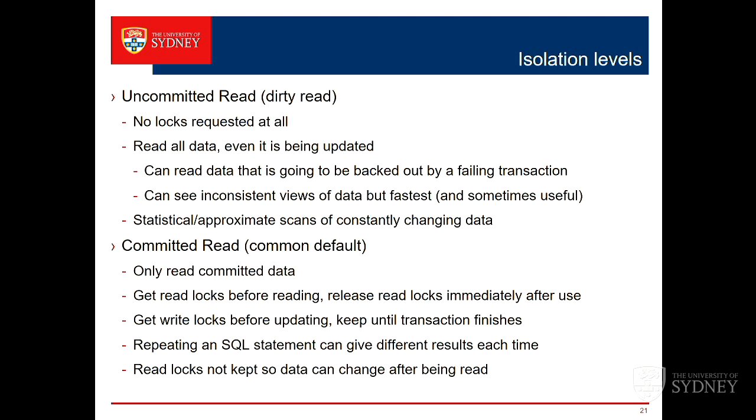Uncommitted read, which says there is none. You can read anything. Someone updates something, hey, you can read it. Commit, doesn't matter. You can read any data, any state. No locks requested, no locks granted, really easy. You can read data that's about to be backed out by a failing transaction. If you read it again, it wouldn't be there because it's been backed out. You can see there's no consistency rules. Your view of that system has no consistency rules because you're seeing stuff that's in flight being updated.